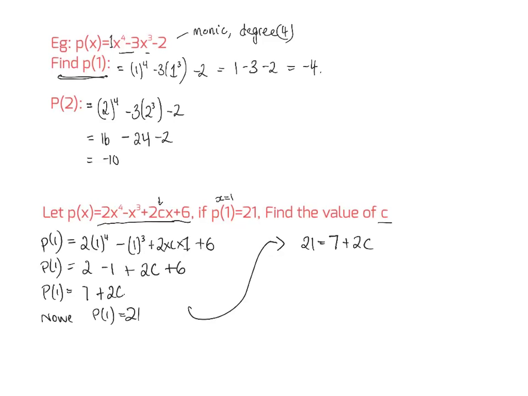And then we'll keep rearranging. So we get 21 minus 7 equals 2c. So we get 14 equals 2c. 14 divided by 2, so c equals 7. Okay, and then we have our answer.